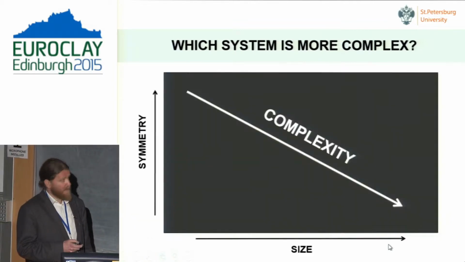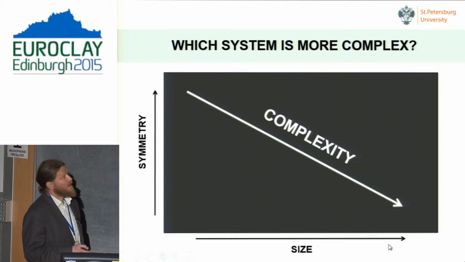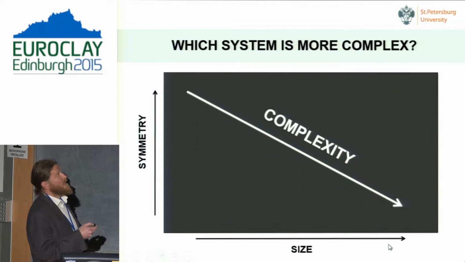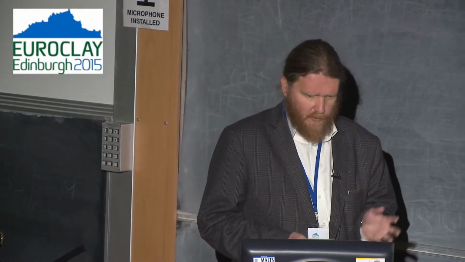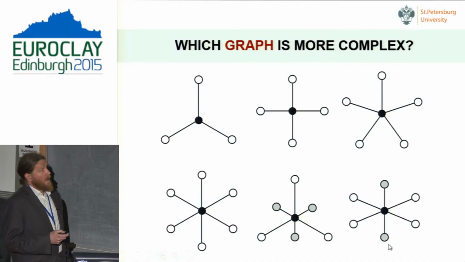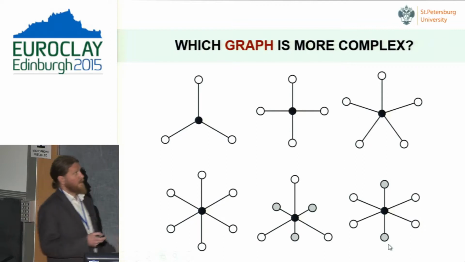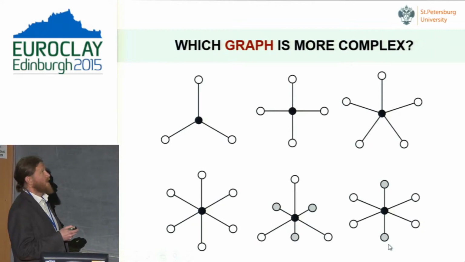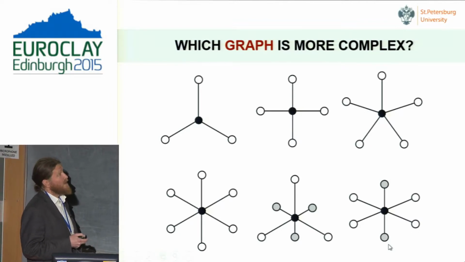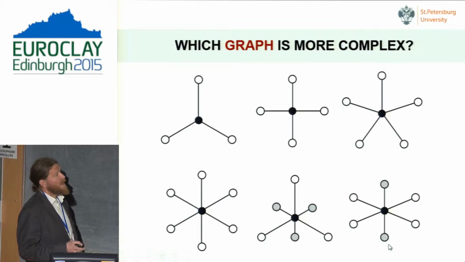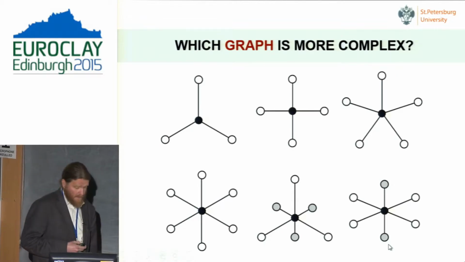And this is what our intuition usually tells us. When the size of the system is increasing, then complexity is increasing. And when the symmetry is increasing, complexity is decreasing. But how to combine both combinatorial complexity and symbolic complexity in one single parameter? For example, let us consider these six graphs. This graph is probably the simplest one, and this one is much more complex than this one.